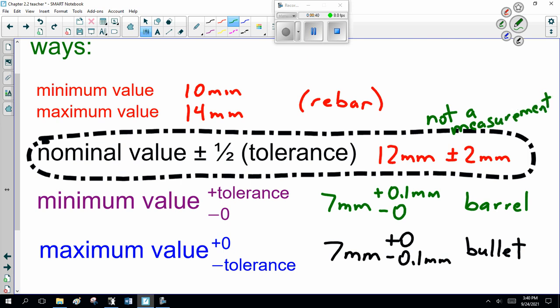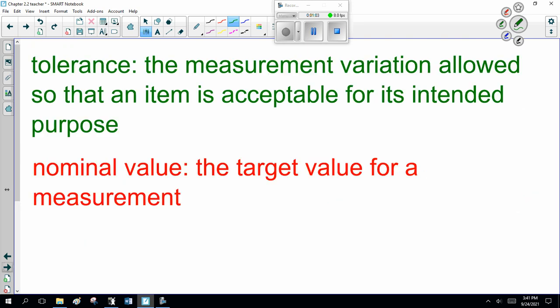Remember in the last unit, accuracy and precision, we talked about how precise the measurement is, how accurate it is. So if you're measuring something, it could be 12 millimeters long, plus or minus 2 millimeters, depending on how good your ruler is. But this is nominal value, what you're aiming for, plus or minus the tolerance. So be careful. Okay?